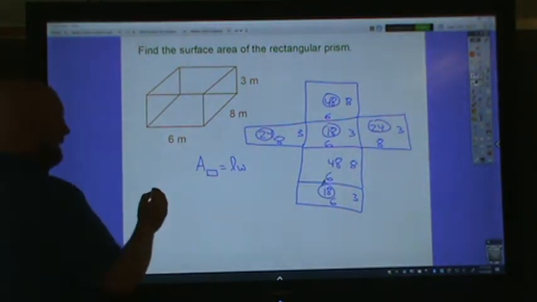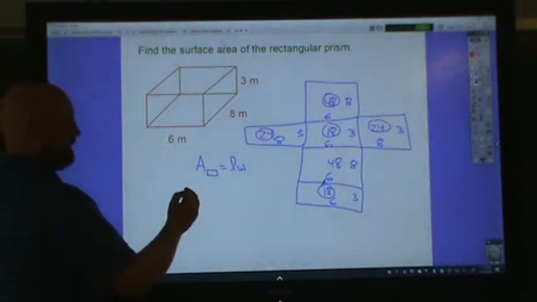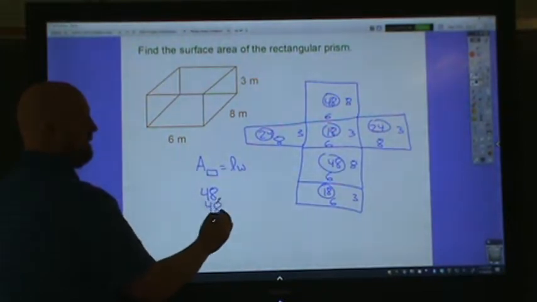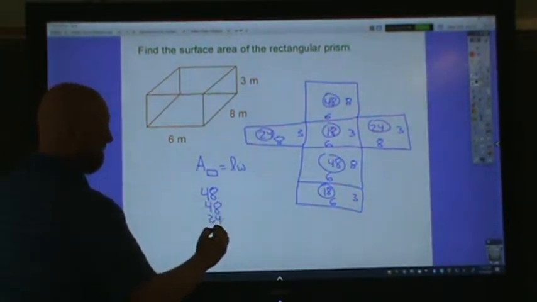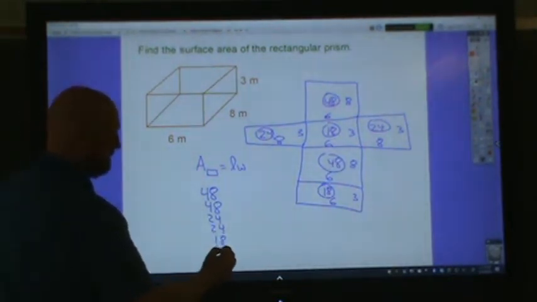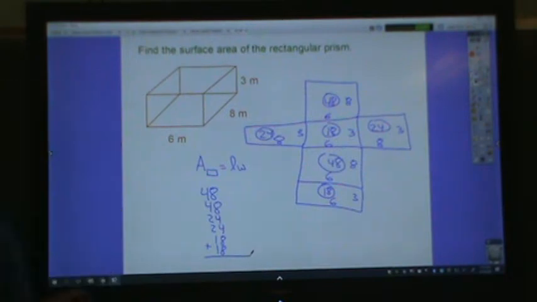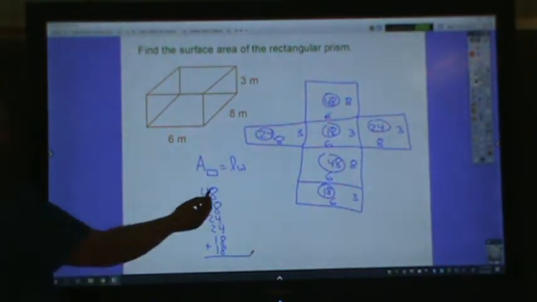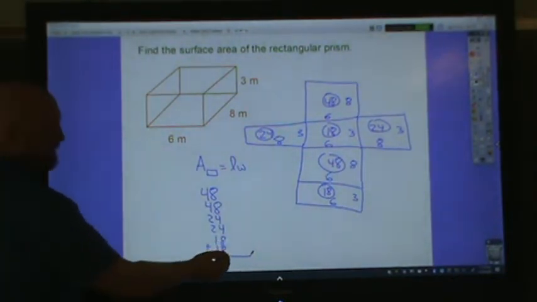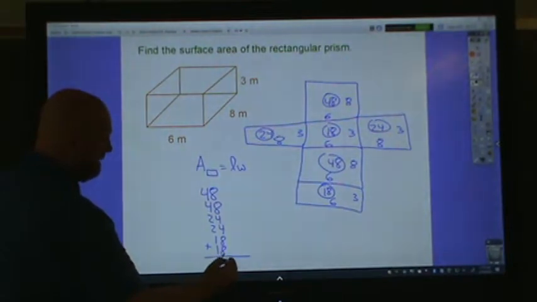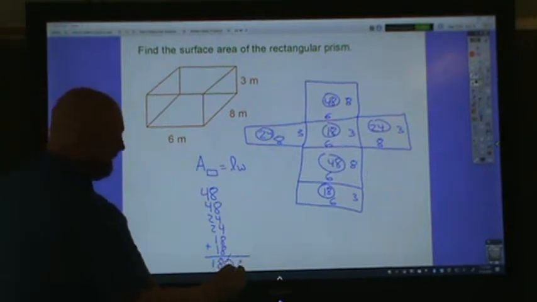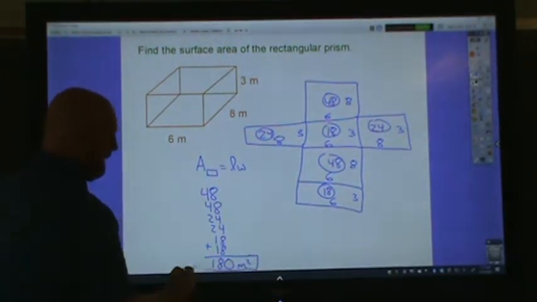To get the total surface area, I need to add the areas of all my surfaces. So I'm going to have the two 48s, the two 24s, and the two 18s. When I find that sum, I have 48, 48, and 48, so that's 144, plus 18 and 18 is 36, so that's 180. And my unit, whenever I find an area, is a unit squared, so this would be meters squared. And it's a surface area.